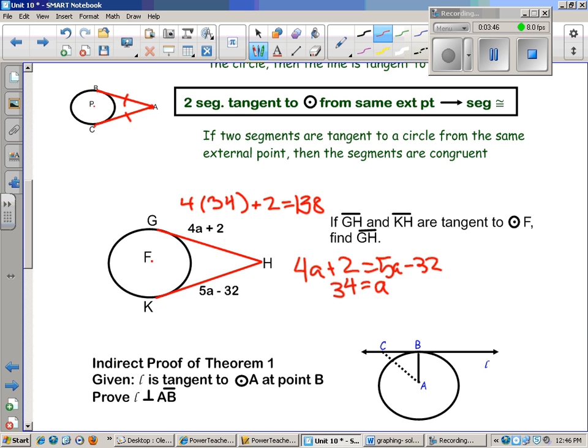Okay? And then what if I wanted to know KH? How could I find that? Plug it in. What would be an even quicker way? Yeah, they're equal. So we could plug it in, if we wanted to check, make sure we got 138. But I already know that KH has to be the same as GH. So they're both 138. Okay?